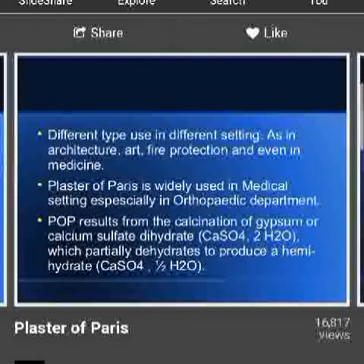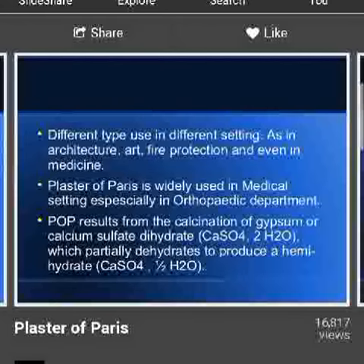Different types are used in different settings, as in architecture, art, fire protection, and even in medicine. Plaster of Paris is widely used in medical settings, especially in the orthopedic department.